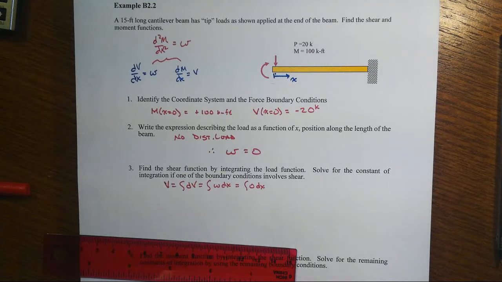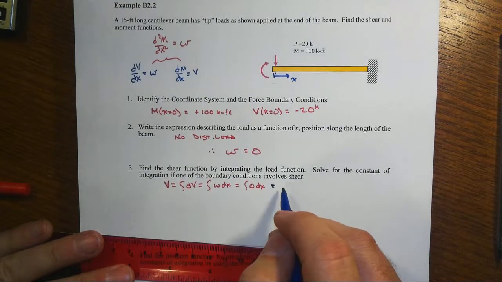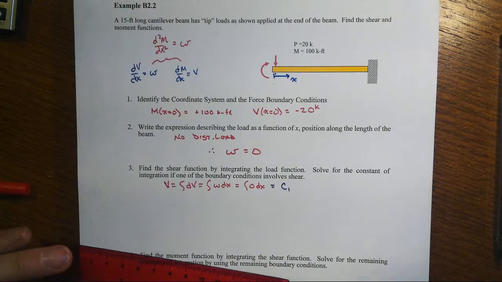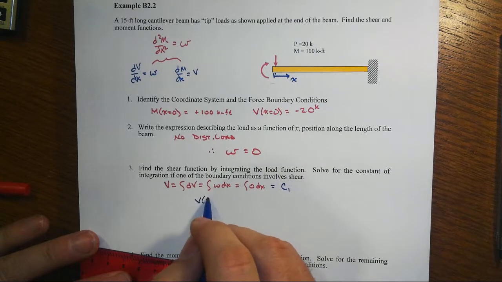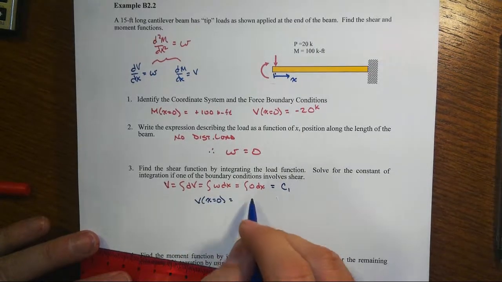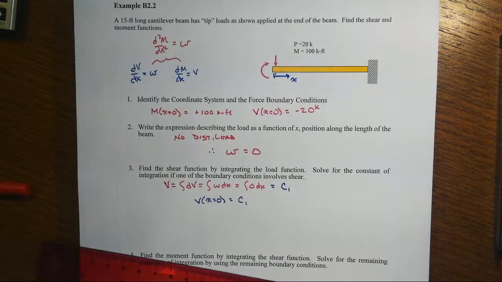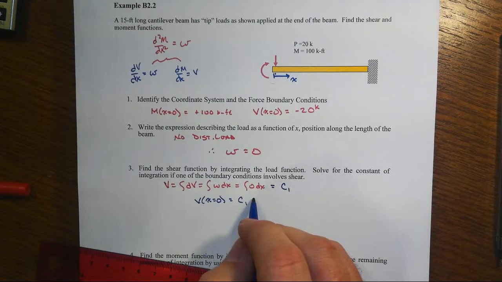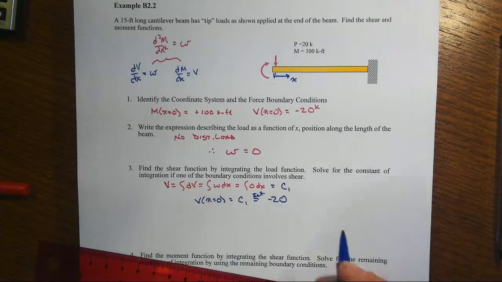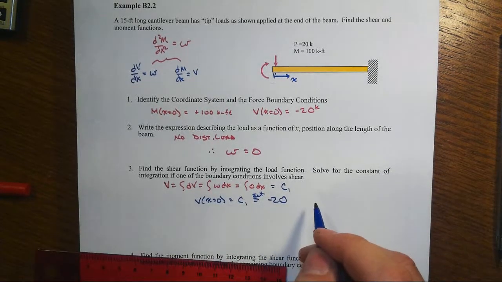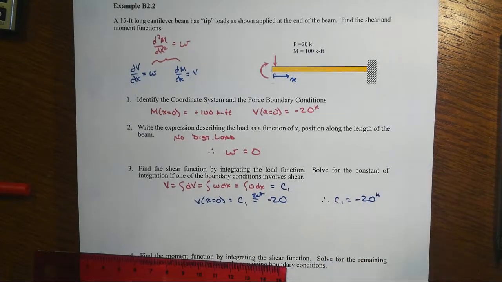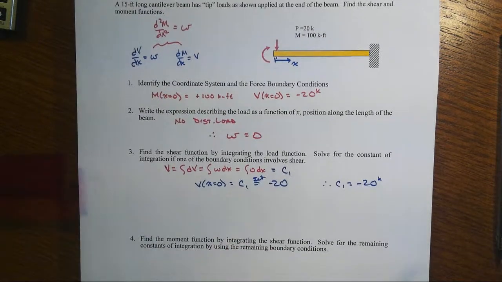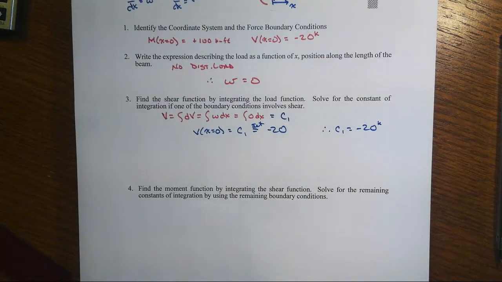No! We're integrating 0, which gives us a constant c1, and that tells us we have a boundary condition that V at x equal to 0 is equal to, well, the function has no x value in it, so it's just equal to c1, and we set that equal to what it's supposed to be at that location, which is minus 20, so therefore c1 equals minus 20 kips. How about that? Real calculus at work. Finally, a reason for you to take calculus, you betcha.